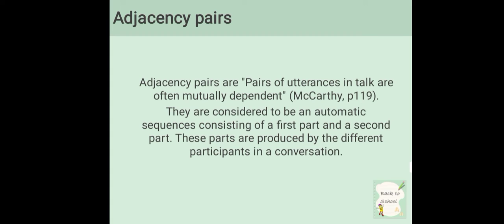Adjacency pairs. Adjacency pairs are pairs of turns in talk that are often mutually dependent. They are considered to be automatic sequences consisting of a first part and a second part. These parts are produced by different participants in conversation. After the speaker utters the first part, the first speaker immediately expects his conversation partner to utter the second part of the pair.